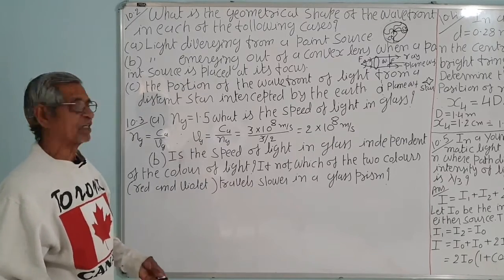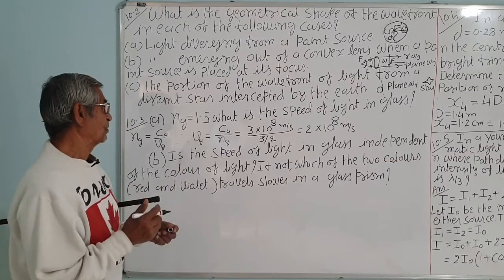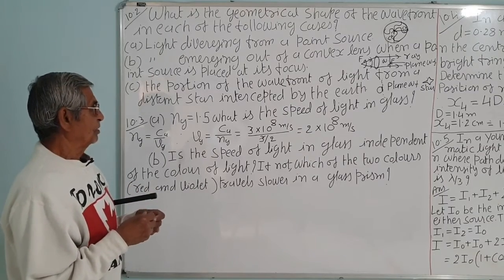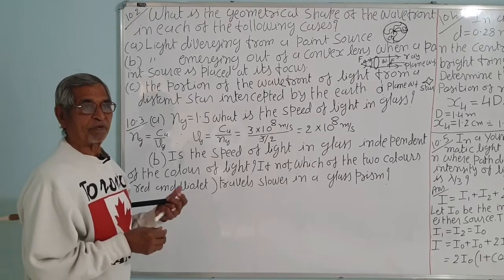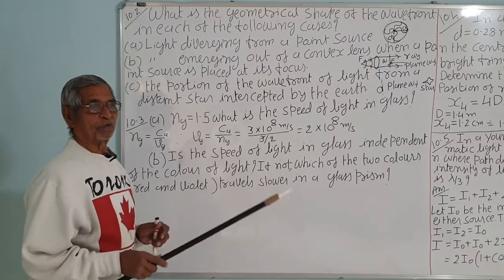Water has refractive index 4 by 3. So it will be 9 by 4 into 10 raised to 8. 9 by 4 is about 2.25.